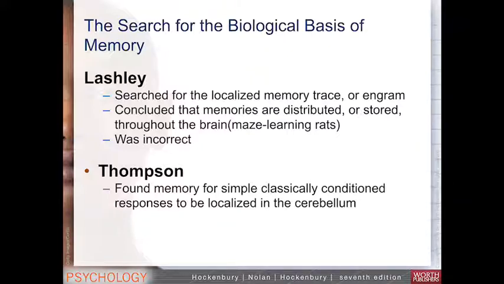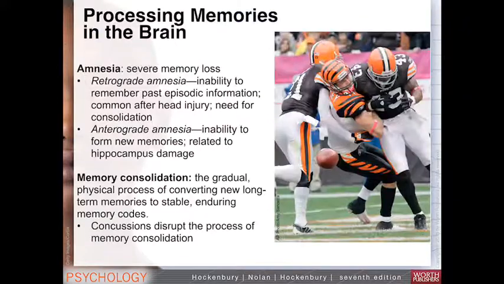And we know now that there are certain kinds of memories that are localized in different areas of the brain. And so those classically conditioned responses are very important. The cerebellum is very important to this particular area. Now, when we talk about how we process memories.